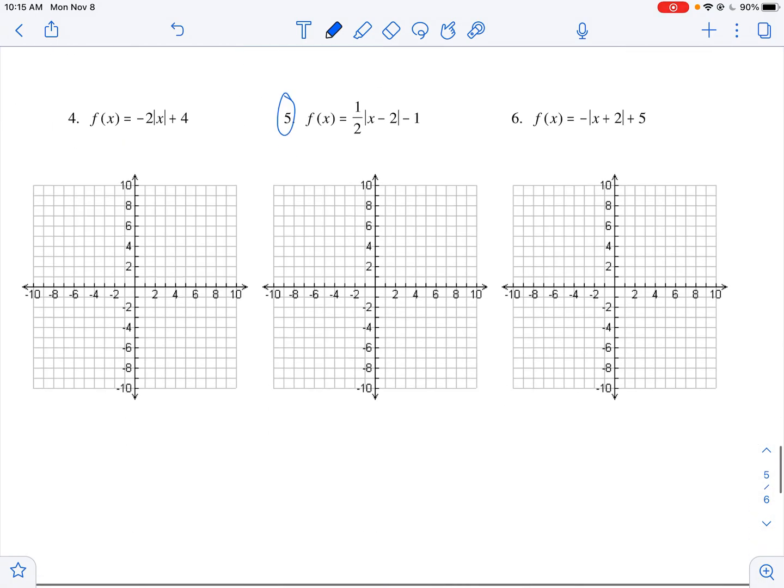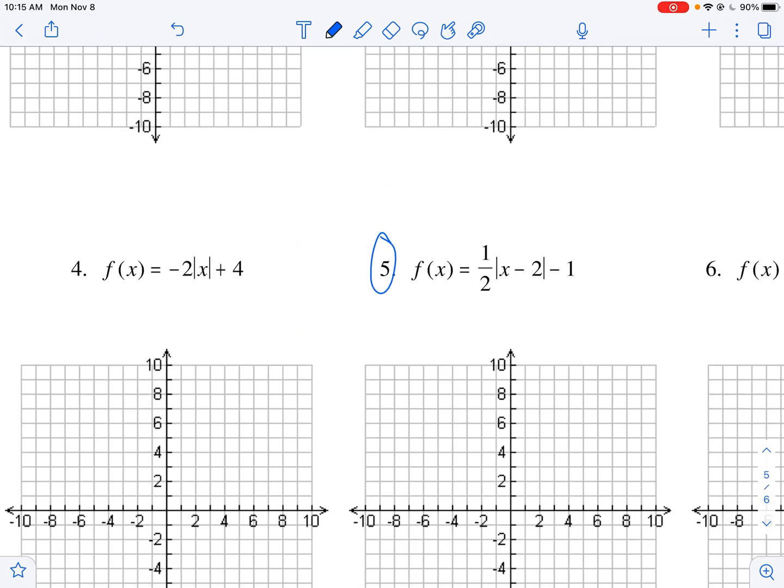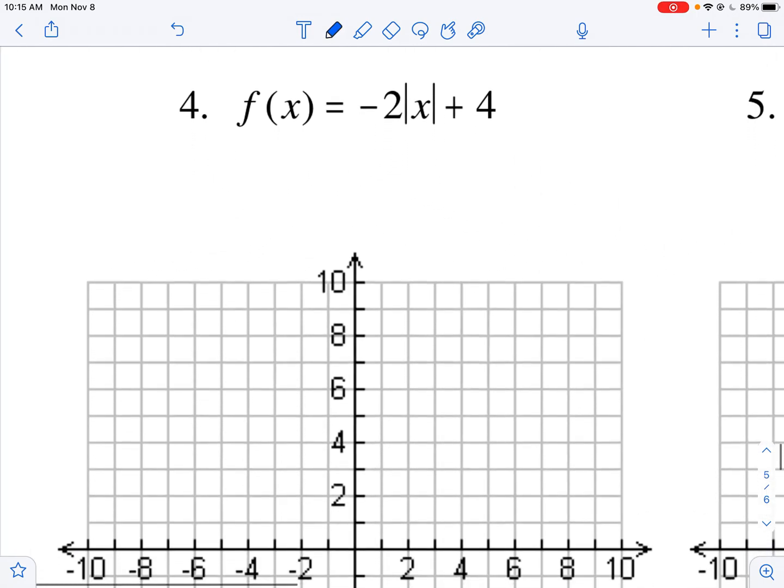All right, we're going to jump to one more. Let's look at 4. So on 4, it's got a few things going on. It has this A value up front and this K value here. Take a moment to think about what each of those do and write it down on the paper so you know what's going on with your graph. Pause. Write it down.